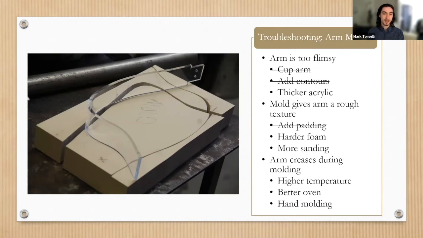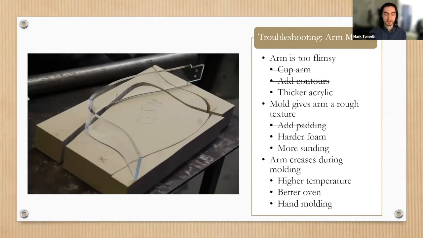And then the last problem we had was that the plastic would fold and crease during the molding. We figured out that if we bumped the temperature up a little bit and switched to a better oven, it helped. We started using my kitchen oven instead of the one we have in the shop because it was a lot more accurate. And using our hands with heat gloves on to press it into the mold before we clamped it down helped to prevent those wrinkles we were getting.